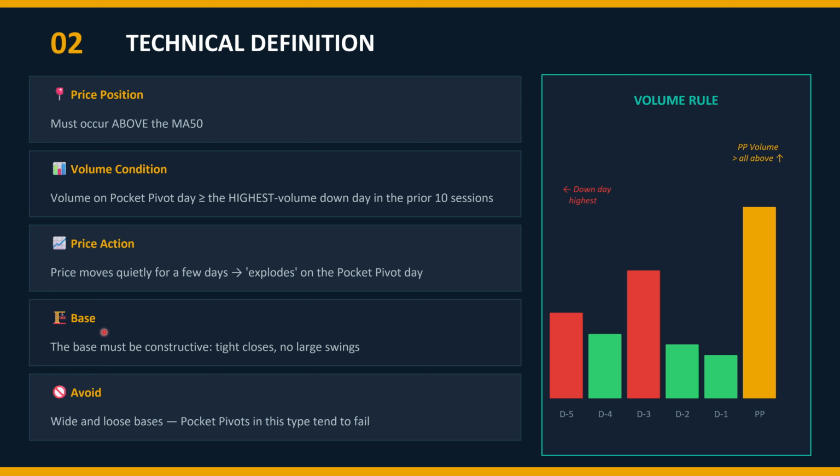Fourth, the base must be constructive, tight weekly closes, no large swings with evidence of institutional accumulation within the base. Fifth, avoid wide loose bases. Pocket pivots within wide and loose bases fail more often because there is no systematic accumulation.